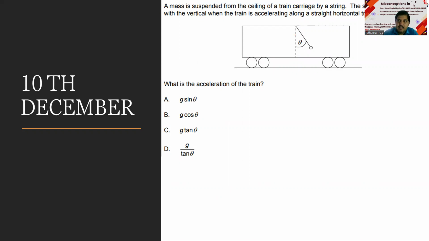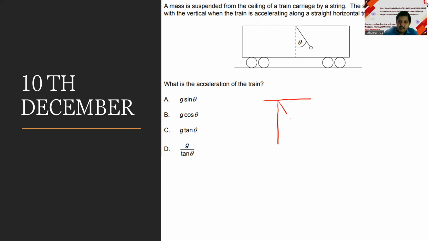Okay, you have a train. The string makes an angle theta with the vertical when the train is accelerating along a straight horizontal track. Now, the direction of the motion is not given. How do I understand that? That's a bigger question. So now, let us draw the free body diagram for this.